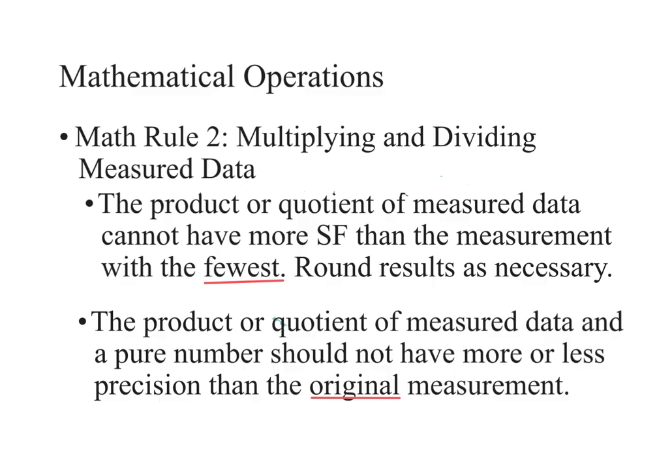The product or quotient of a measured data and a pure number should not have more or less precision than the original measurement. All right, so if you're multiplying and dividing significant figures, you're going to use the lowest number of significant figures. If you're using a pure number that was measured like counting, then you're not going to have any less precision in the original measurement.